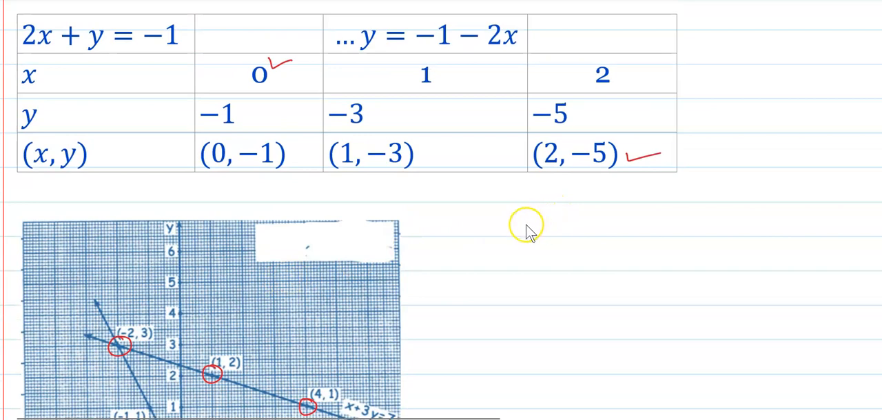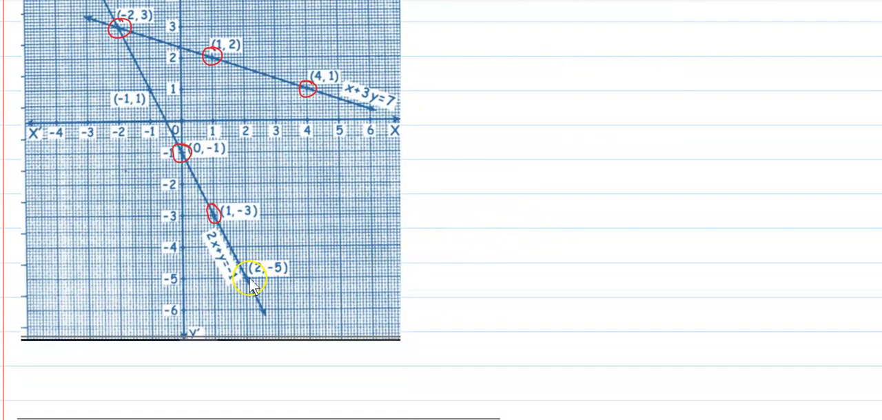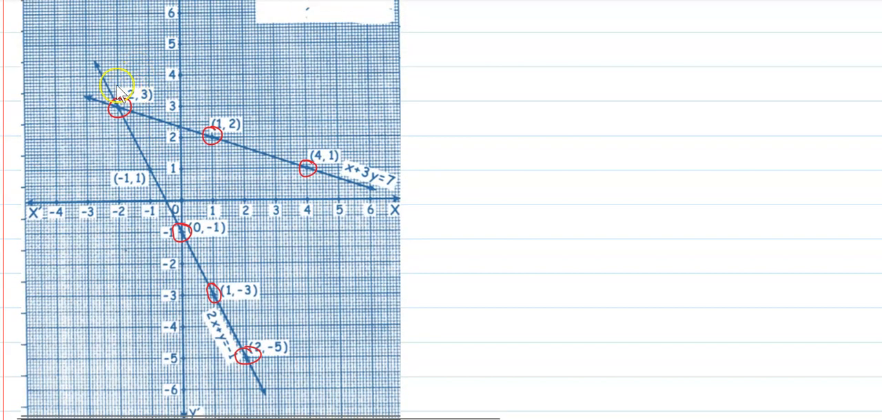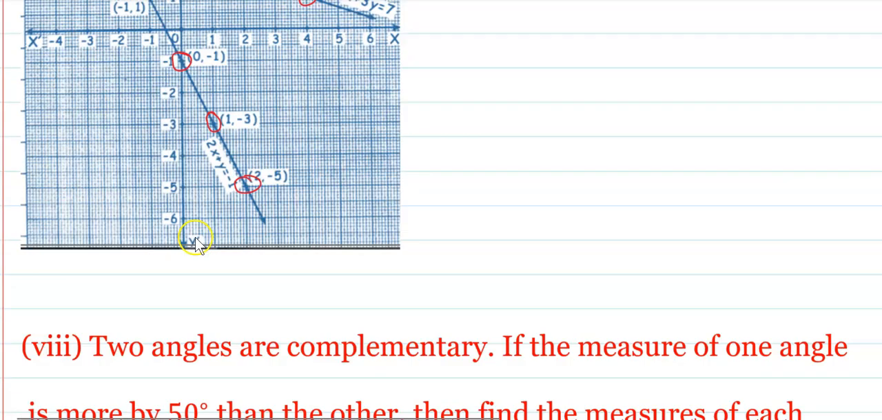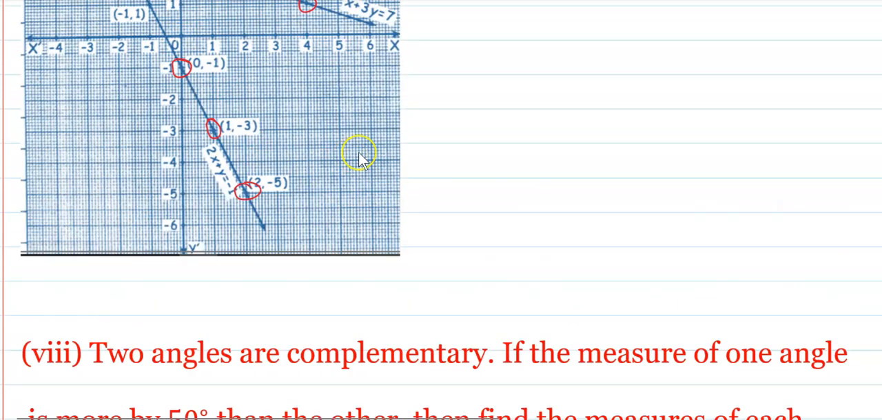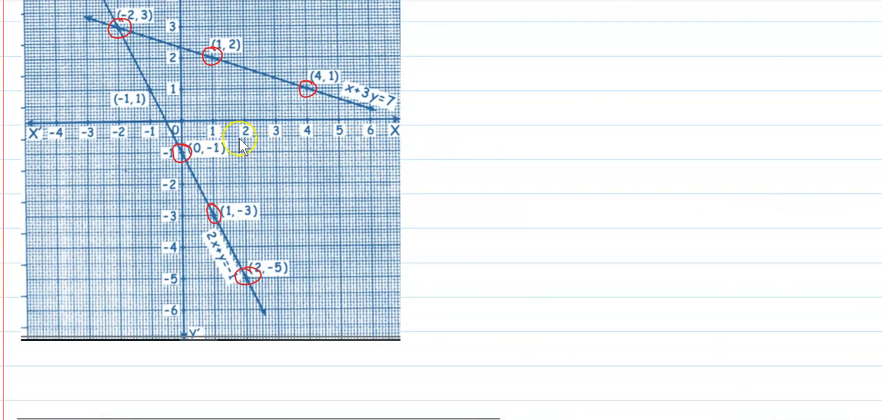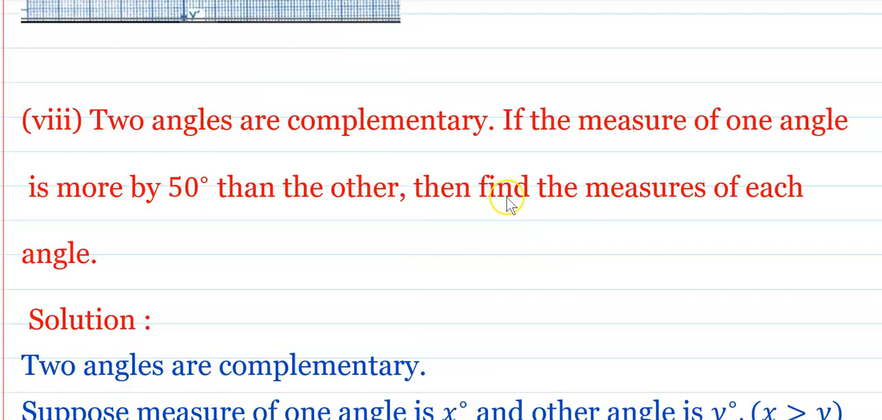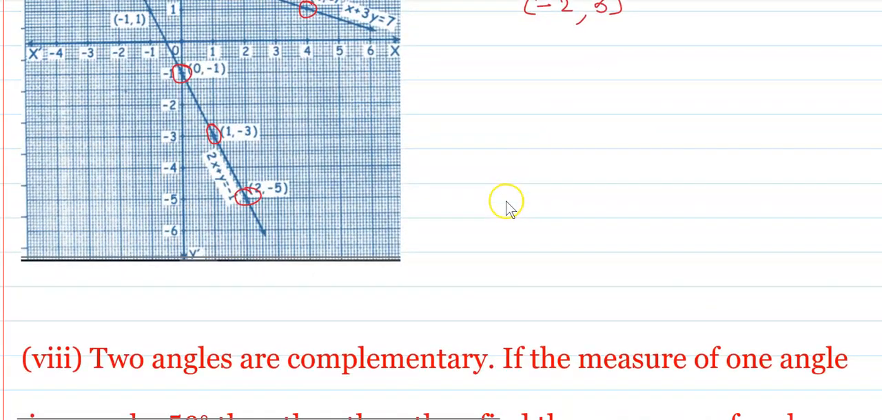Next, 2, minus 5. Again in the fourth quadrant, here. And join all these points. Their point of intersection is (-2, 3). And hence, the solution of this simultaneous equation is, what is the solution? Minus 2 and 3. This is the solution by the graphical method.